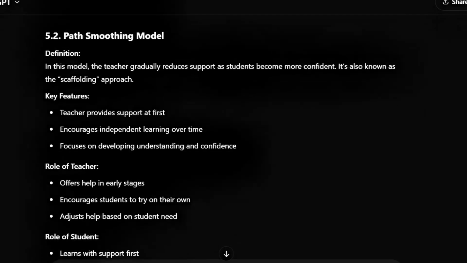5.2 Path Smoothing Model. Definition: in this model, the teacher gradually reduces support as students become more confident. It's also known as the scaffolding approach.